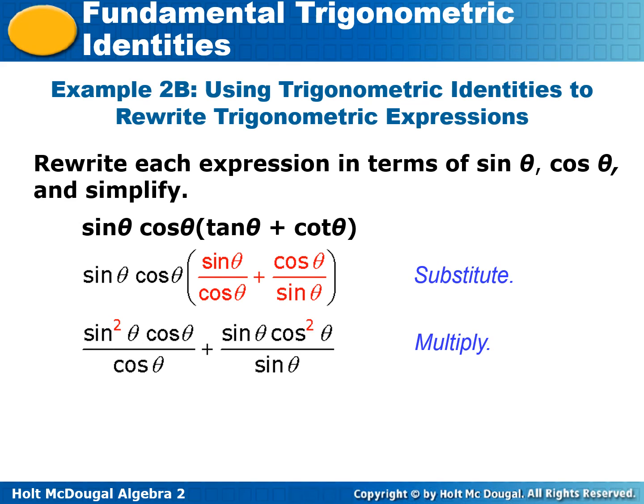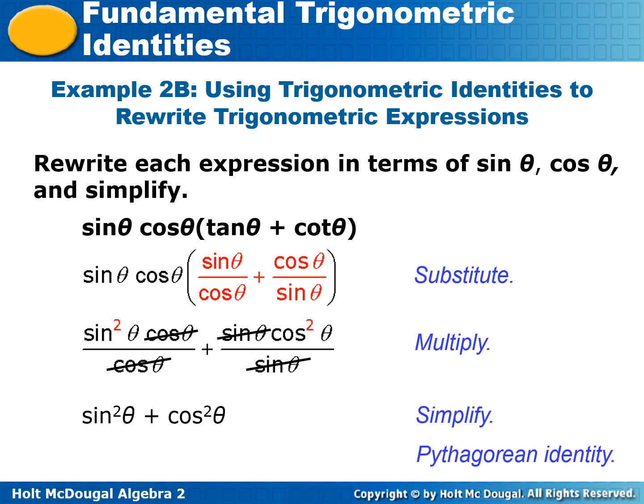Multiplying it, so we have sine squared theta times cosine theta over cosine theta plus sine theta cosine squared theta over sine theta. Then we are going to simplify. We can cancel cosine and cosine in the numerator as well as in the denominator, and the second fraction we can cancel sine theta and sine theta. So from here we have sine squared theta plus cosine squared theta. According to the Pythagorean identity, it is equal to 1.